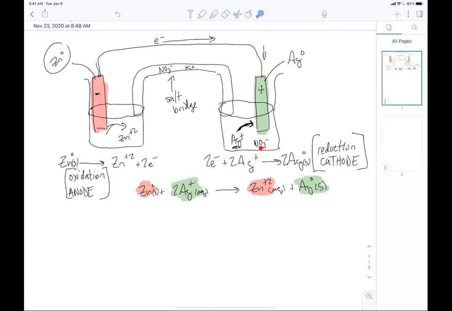So I'd have silver nitrate over here. Over here, I wouldn't have just zinc. I'd probably have zinc nitrate as well in solution. In either case, these are just spectator ions, which is why I didn't draw them.